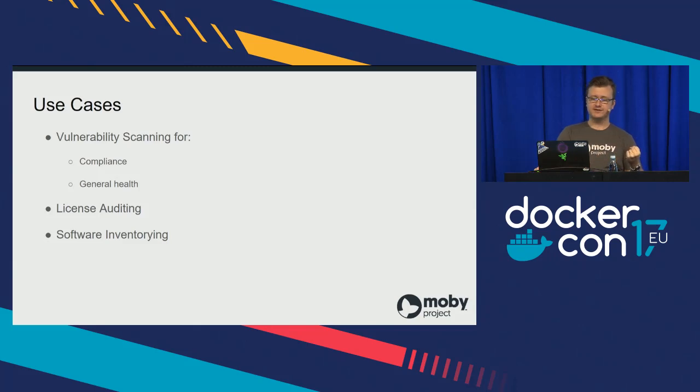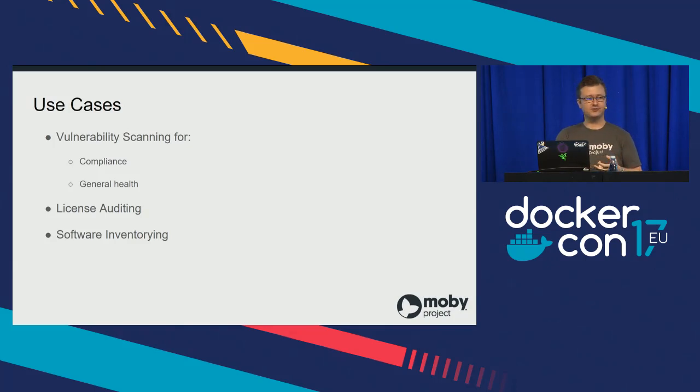Use cases for this: vulnerability scanning, both for compliance and general health of your software and your infrastructure. If you happen to deal with something like PCI compliance, there are requirements that you cannot deploy CVEs with a score higher than, I believe, 7. So ideally, a scanning process should help you manage that risk and audit your software. And obviously, you never want to be hit by something like Heartbleed or Shellshock, so you should also be squashing vulnerabilities and making sure that you stay up to date as part of your general health.